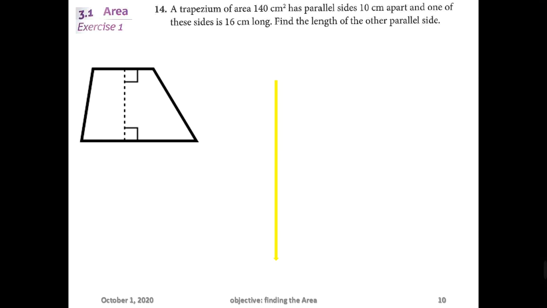Now, have a look at this question and try to answer it on your own. There is a little trick about this question. Like we said, we know that this is a trapezium. This is the vertical distance. How do we know it's vertical here?